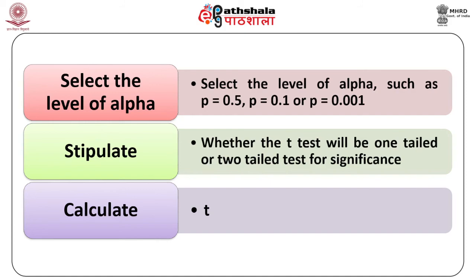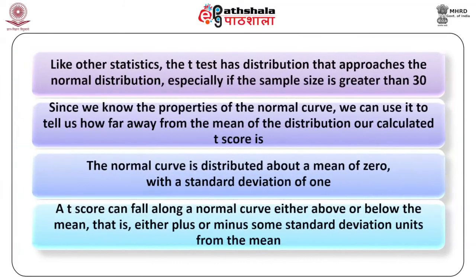Fourth, stipulate whether the t-test will be a one-tailed or two-tailed test for significance. And fifth, calculate t. Like other statistics, the t-test has a distribution that approaches the normal distribution, especially if the sample size is greater than 30. Since we know the properties of the normal curve, we can use it to tell us how far away from the mean of the distribution our calculated t-score is.